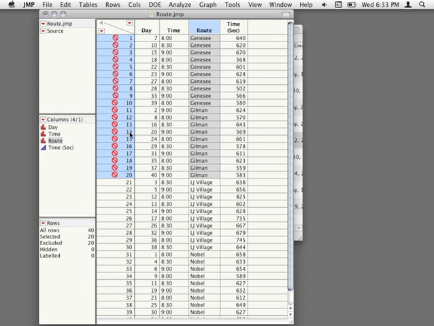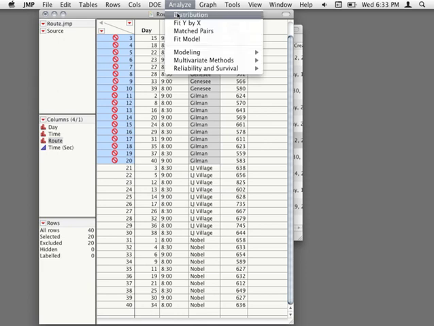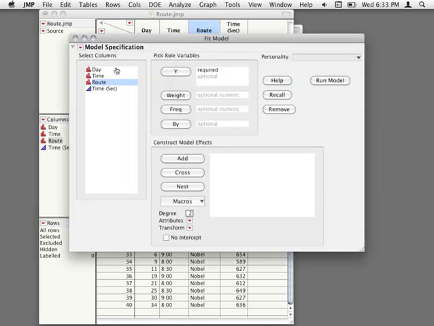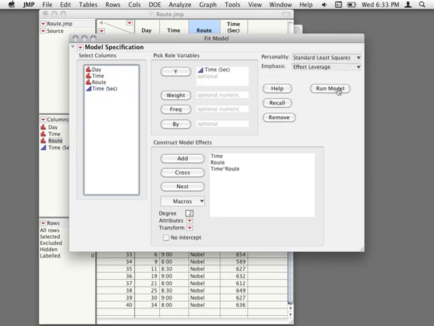So essentially now what we're going to have is a design with 2 levels of route and 3 levels of time. So if we refit this analysis now and go into Fit Model, select our 2 factors, we could just do the full factorial. And again, we're trying to predict the time it takes.